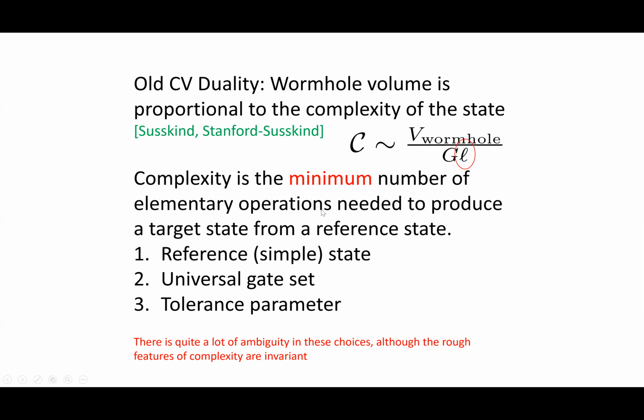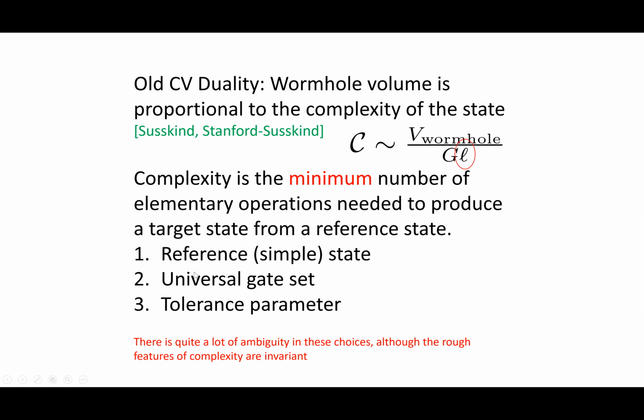Here I want to emphasize that the complexity is supposed to be viewed in this way of thinking as the minimum number of operations you need to produce the state. So you need to sort of look over all possible tensor networks or all possible circuits and find the one that has the minimum number of ingredients. But there's lots of not assumptions, but lots of pieces that go into this definition.